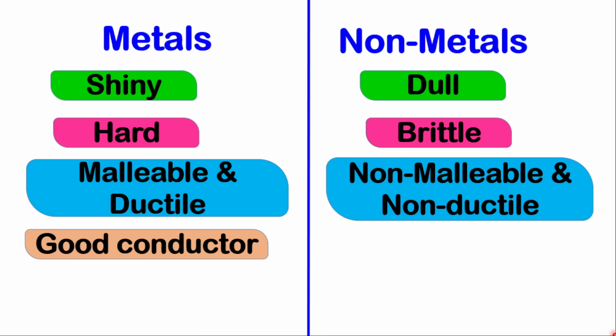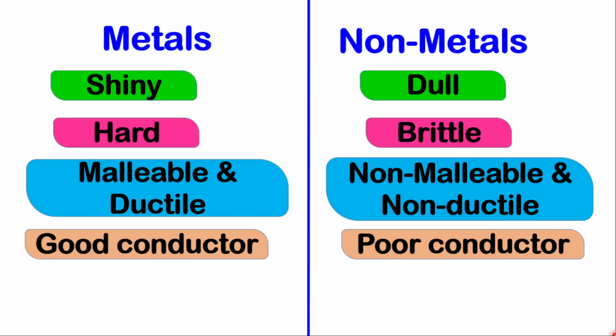Metals are good conductors of heat and electricity, and non-metals are poor conductors of the same heat and electricity. Metals tend to be solid. Most of them are. We do have liquid metals, but generally speaking, most metals are solid, and non-metals tend to be either solid, liquid, or gas.